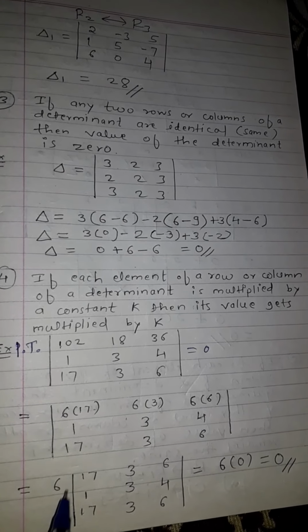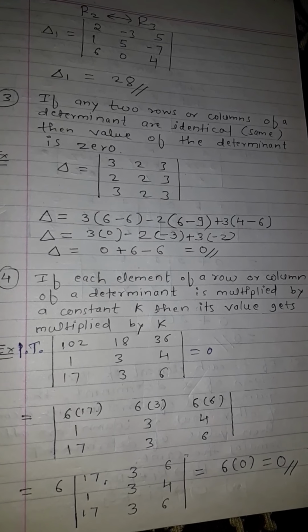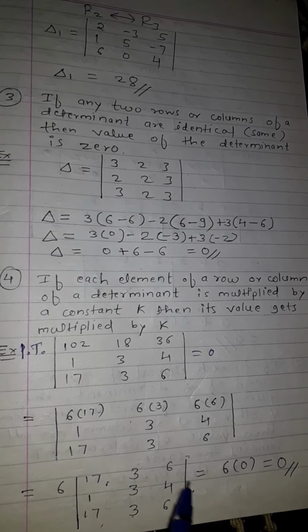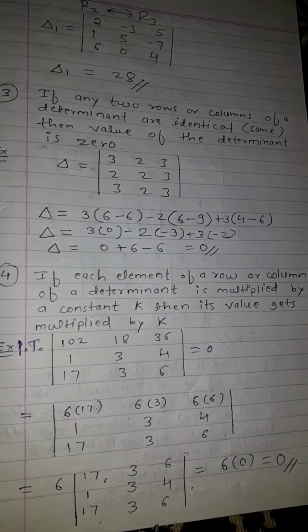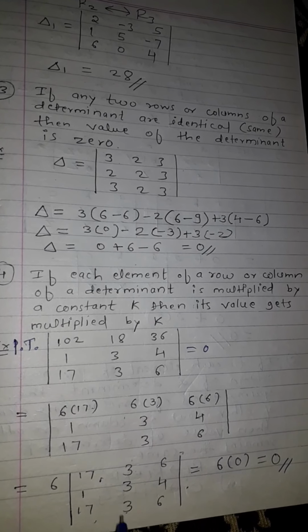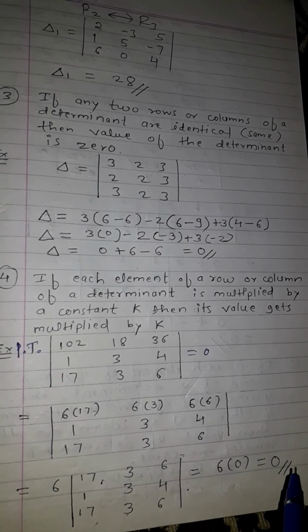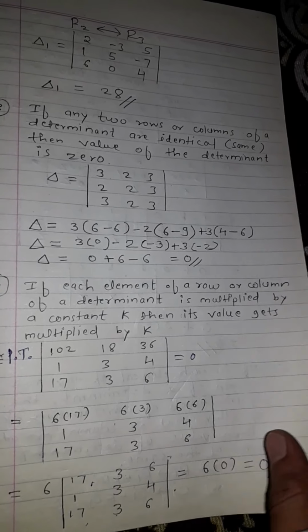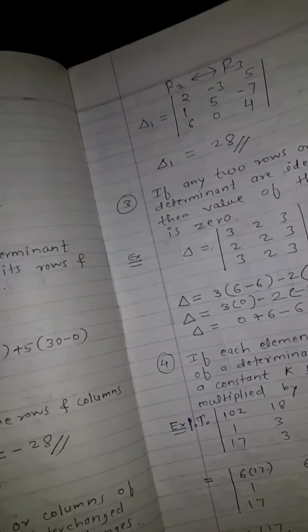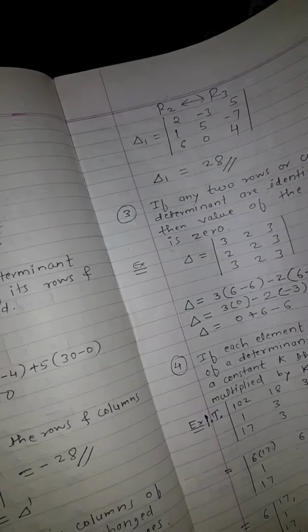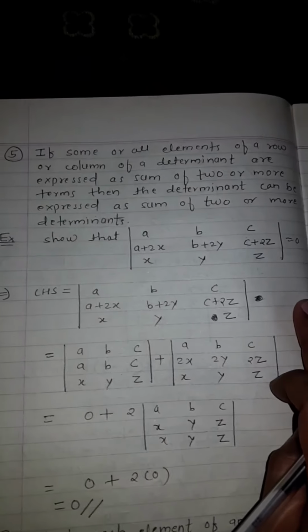Then that 6 is common here, left with 17, 3, 6, 1, 3, 4, 17, 3, 6. So here R1 and R3 are the same, therefore the value of this determinant is 0, that is 6 into 0 is 0. So this is property number 4 here. Now we'll go with the next property, property number 5.